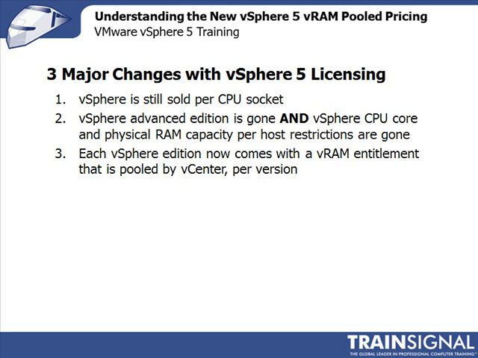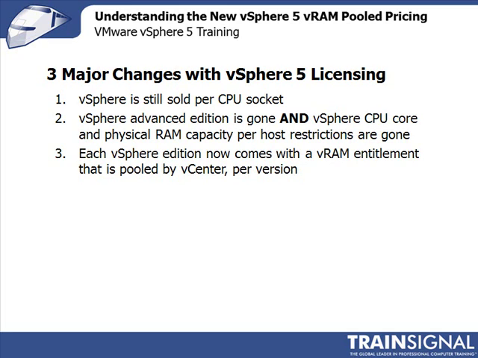So again, three major changes. vSphere is still sold per CPU socket, Advanced Edition vSphere is gone, and the core and physical RAM capacity restrictions are gone, and each vSphere edition now comes with a vRAM entitlement. That vRAM entitlement is going to be pooled together to create a vRAM pool, and then the configured RAM from every virtual machine that you power on will be subtracted from that pool.